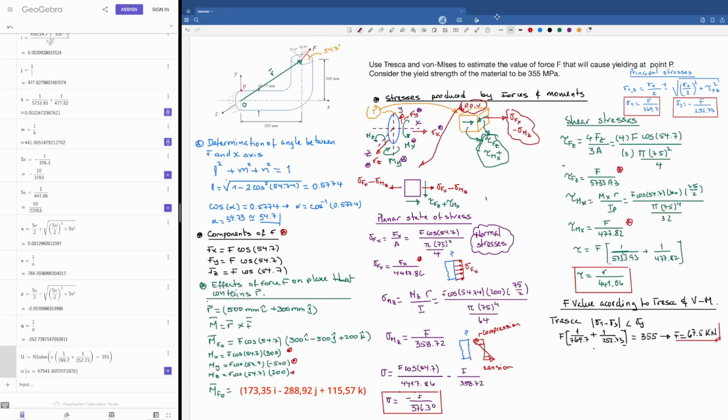Like this. Now for von Mises, here it is, where is it? Just lost the pointer. Mark it like this. It should give me a little bit of a higher force, because what von Mises is going to say is that, you know what, yielding can occur at that point, then what needs to happen is that sigma 1 squared plus sigma 3 squared minus sigma 1 times sigma 3, like this, has to be equal to the yield strength. So how much is that?